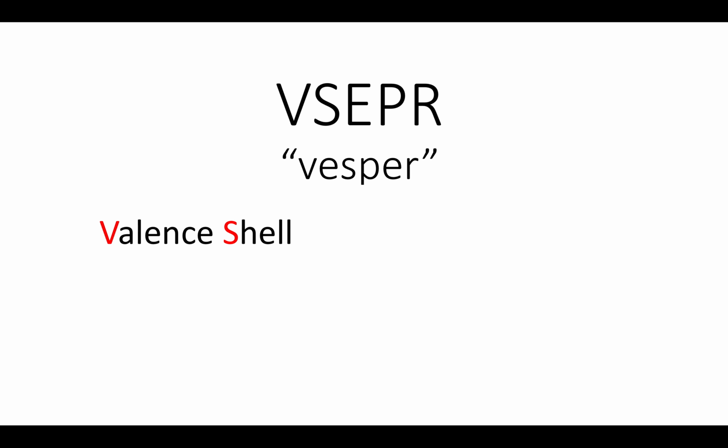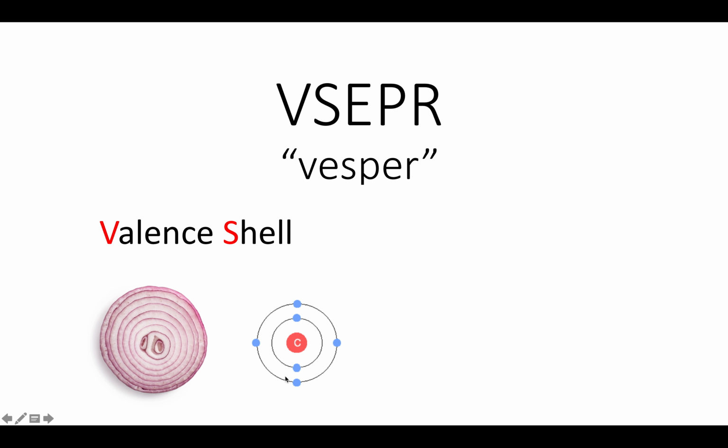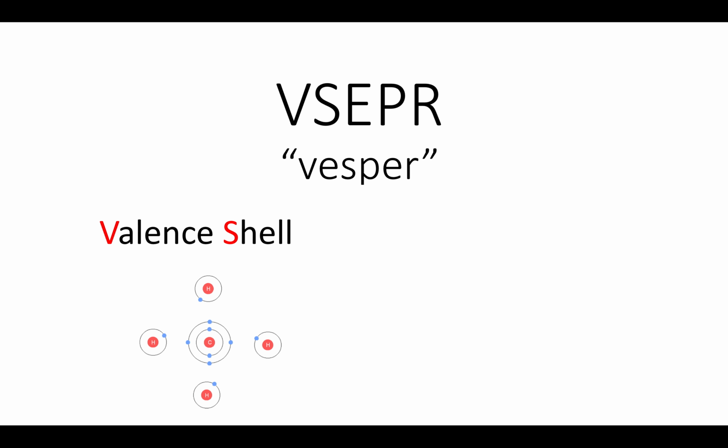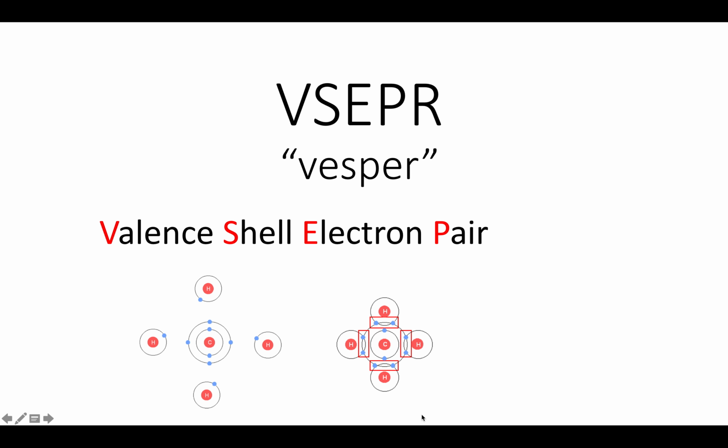This is an acronym. The VS stands for the valence shell. Electrons, here the blue dots in this diagram, wrap around the nucleus of an atom in layers, kind of like layers in an onion. And it's the outermost layer that's going to determine the shape of a molecule. That outermost layer is called the valence shell. The electrons in that outermost layer pair up with unpaired electrons from other atoms, and so those pairs are going to be in molecules. So those valence shell electron pairs are going to be present anytime you have a molecule.